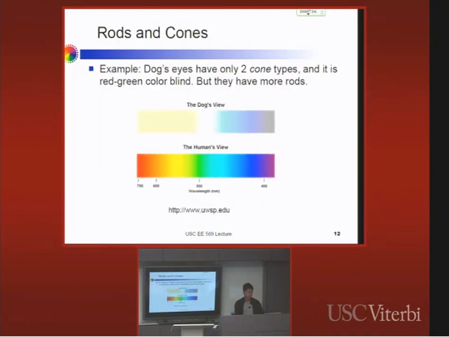And one example of rod and cone cells is that a dog's eye only has two cone types. So if you see the spectrum over here, you can see that human beings are able to see red, orange, yellow, maybe green. In the dog's view, you can see that the whole thing is actually a single color. So what that indicates is that a dog's eyes are actually colorblind.